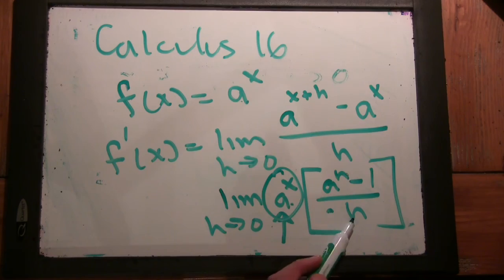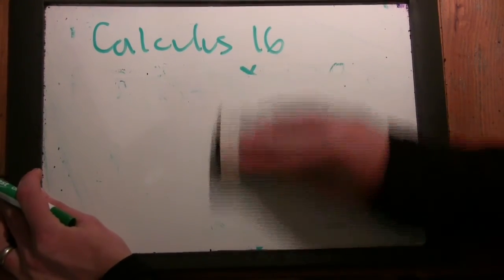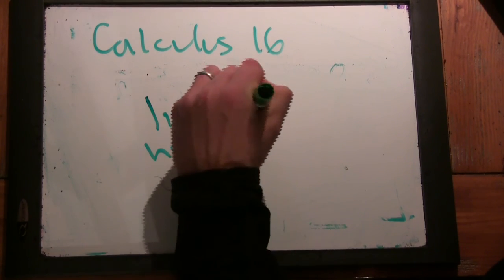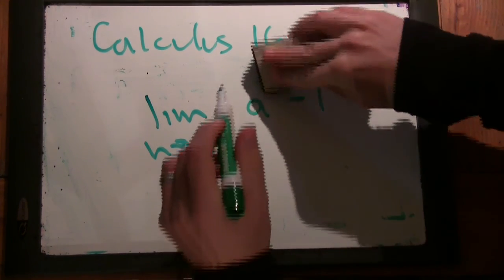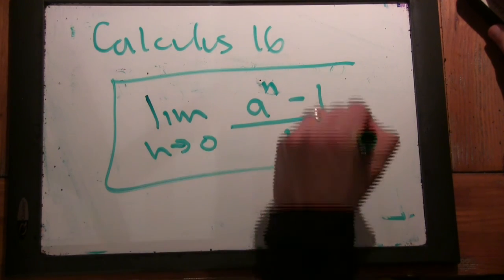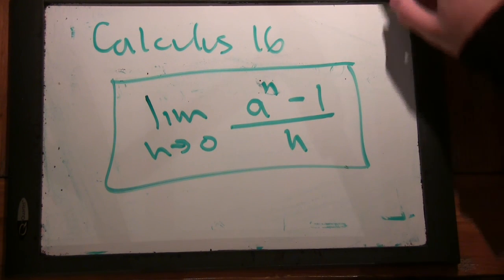But we don't know what this limit is. So it all boils down to calculating this limit, as h goes to 0, of a to the h minus 1 over h, for values of a. Yeah, that's what we've got to do. So what we're going to do is go to Mathematica to play around with that. All right.